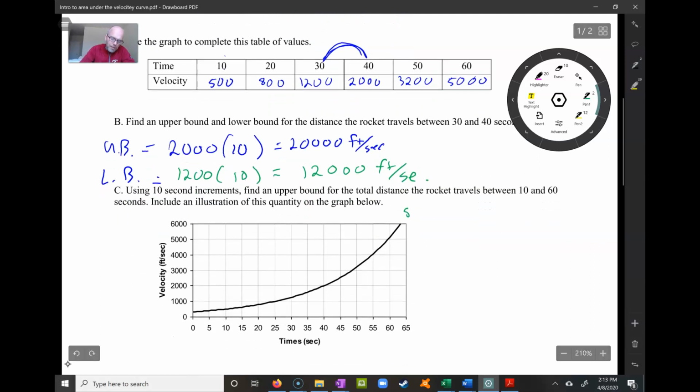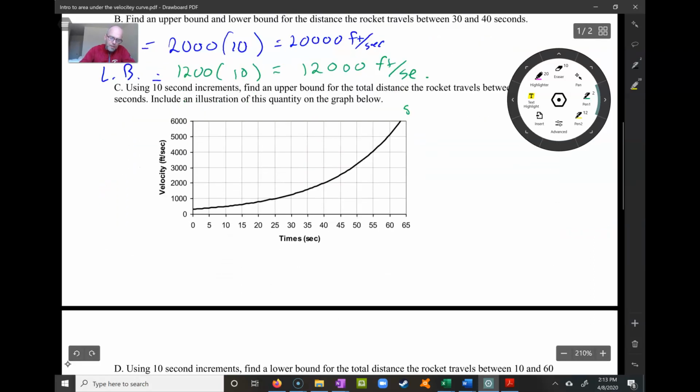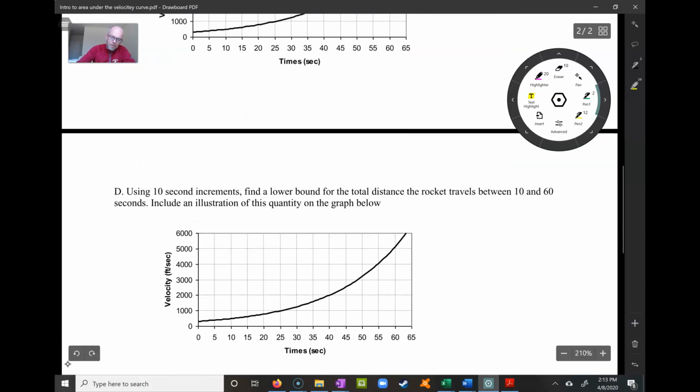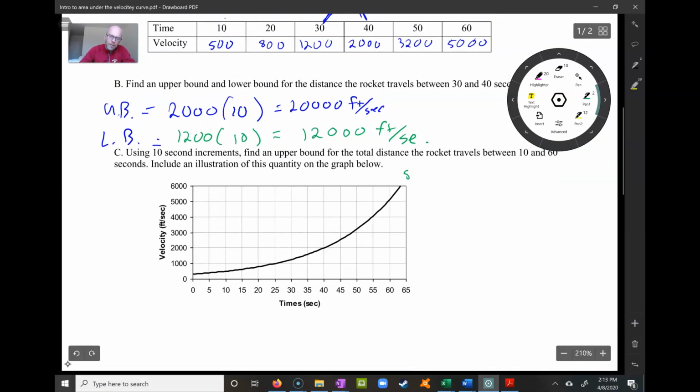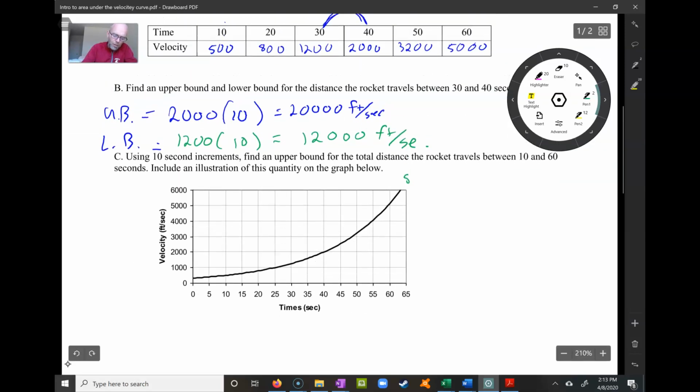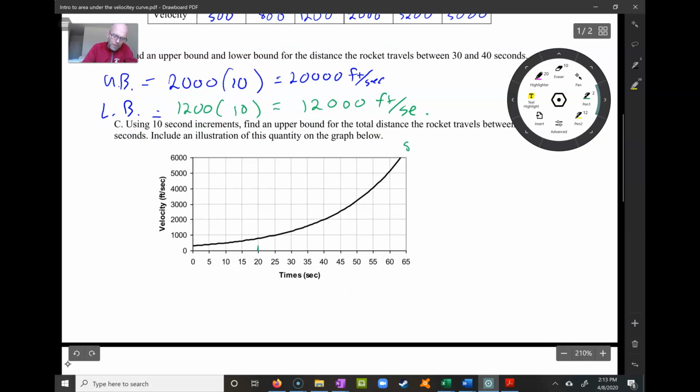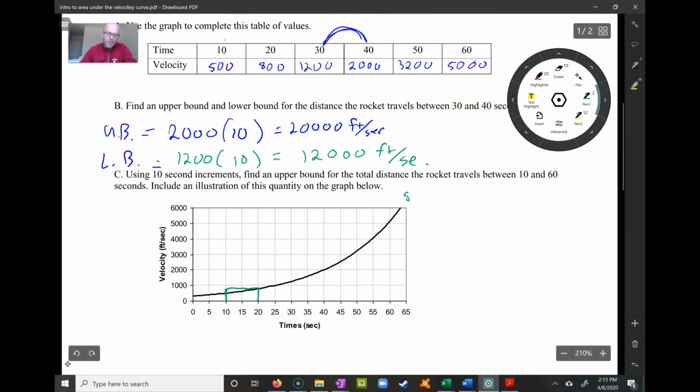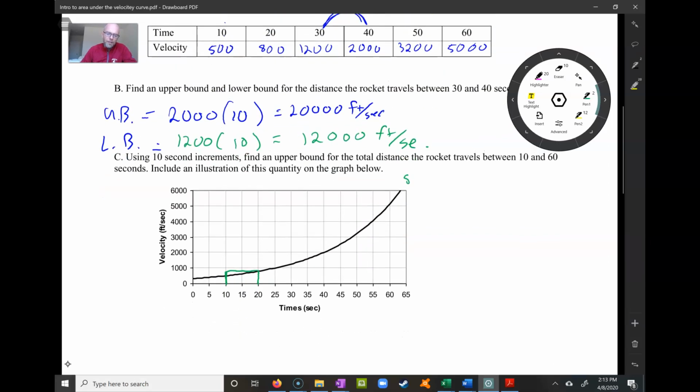So that means I'm going to go for the upper bound. Did they give me two pictures? Yeah, so this is just the upper bound, right? So for the upper bound, I'm going to go to 20, and I'm going to draw my line there and over. So the first interval is using the, what was it, 800 as my velocity.